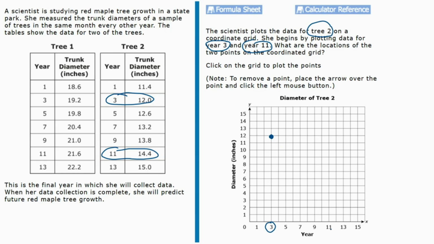Next one is year 11. Year 11 is going to be 14.4. So this is year 11. So 14.4 is going to be, 14 is this one. So 14.4 is somewhere here. So this is how you will plot.